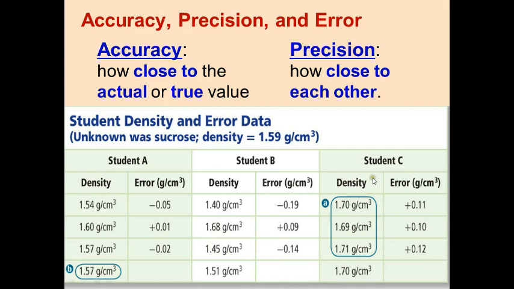And so let's look at student C. Is this student accurate or precise? Well, we said that definitely they're not accurate, but let's see if they're precise. Well, it's 1.7, 1.69, and 1.71. They're only 1/100th off, so this student will be considered precise, but not accurate.